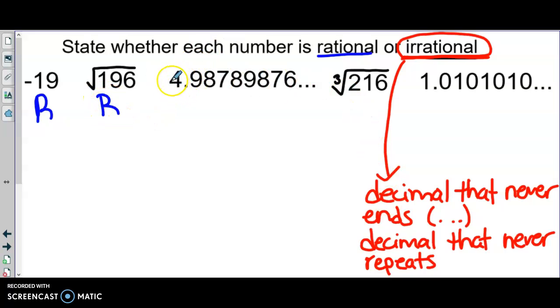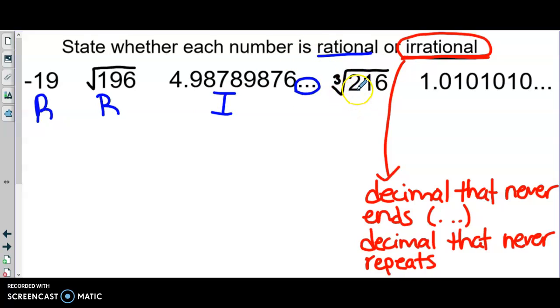Now let's look at this decimal, 4.9878986... Well, we know it never ends because it has the dots. So then we just have to see if it repeats. There's lots of 9s, 8s, and 7s, but if you look for the actual pattern, 987, 89, 87, it does not repeat. For it to repeat, it would need to say something like 987, 987, 987. It would have to be the same pattern. This one is not. So because it's a decimal that doesn't end and it doesn't repeat, it is irrational.